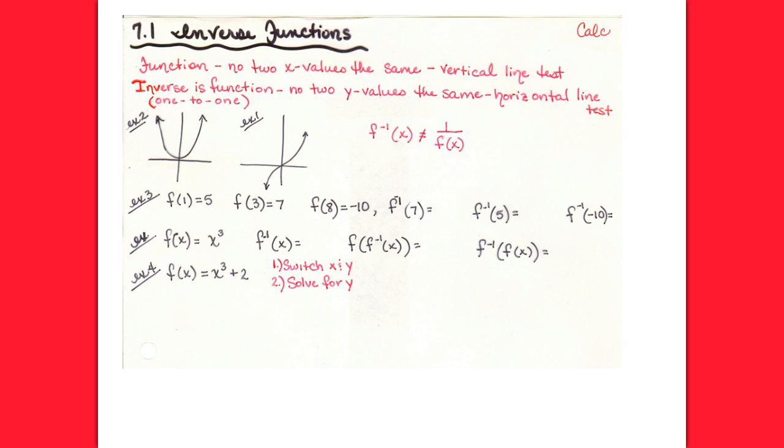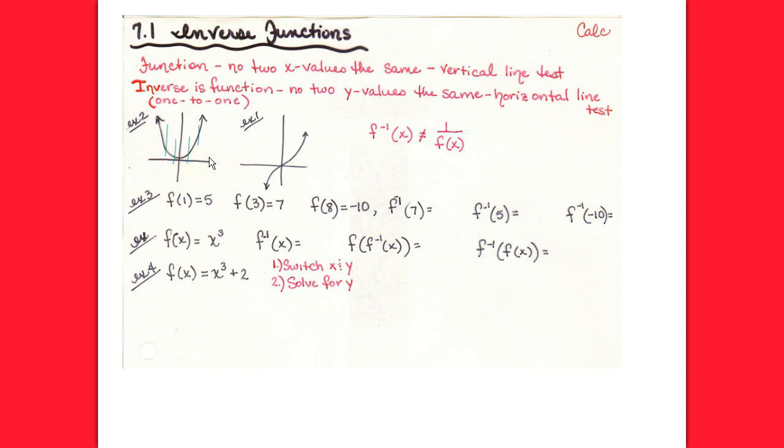Remember that with a function, you can have no two x values that are the same. And an easy way to test whether the equation that you have is a function or not is to graph it and do the vertical line test. If you go through, like let's say example number 2, we've got this parabola. If I do the vertical line test, that means I draw vertical lines and I make sure that I hit the graph in no more than one spot.